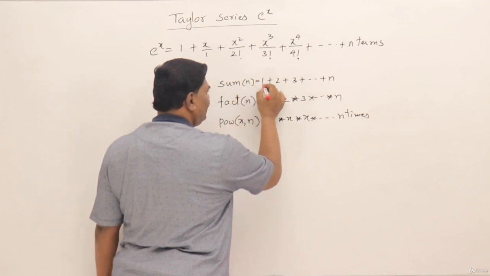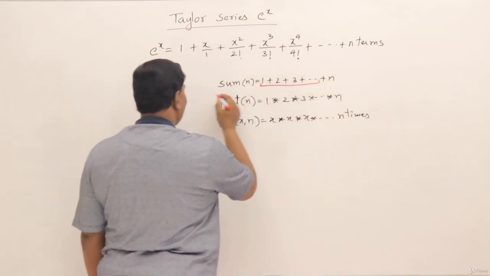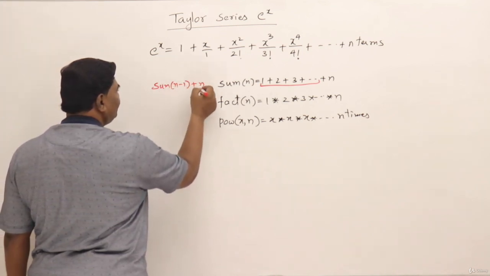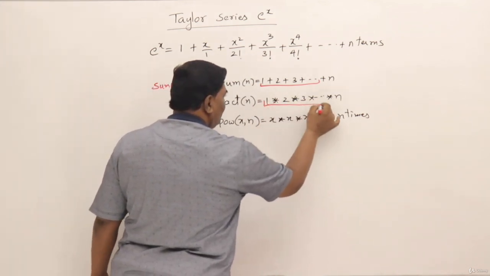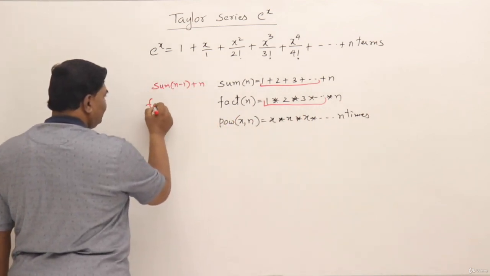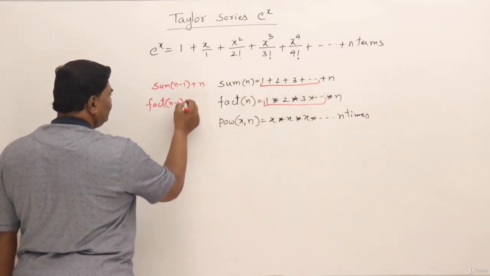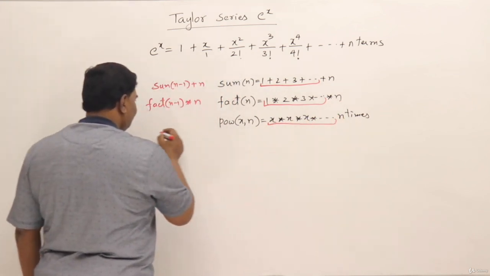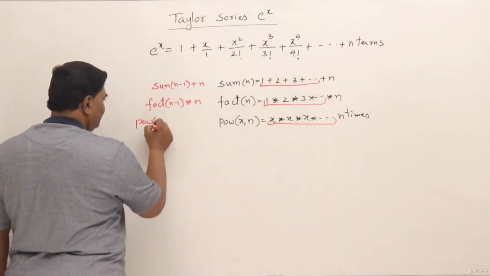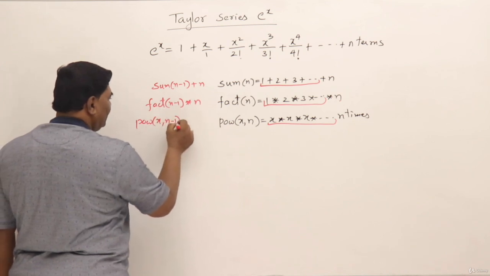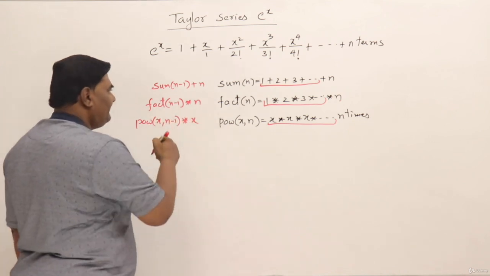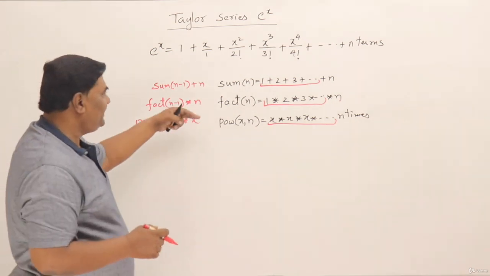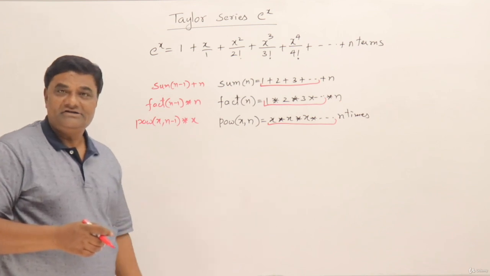We said that sum of n is sum of n minus 1 plus n. So we have written it like this, sum of n minus 1 plus n. And factorial of n is factorial of n minus 1 into n. And for power, we wrote power up to n minus 1 and into x. So we have written these recursive definitions already. Now for Taylor series, we have to combine these 3 and write a recursive function for that.